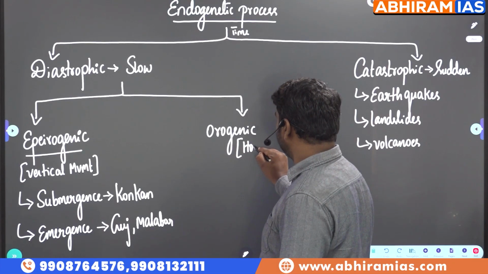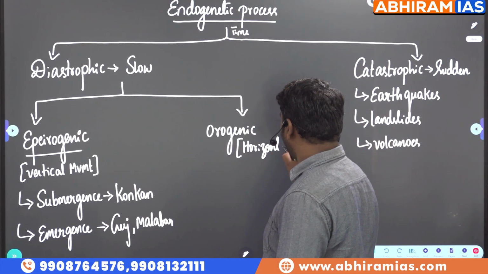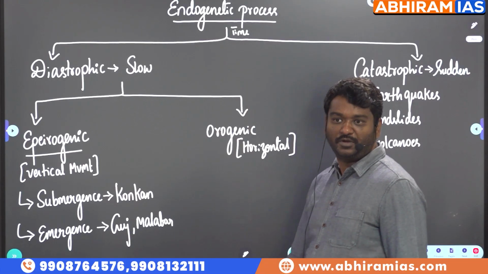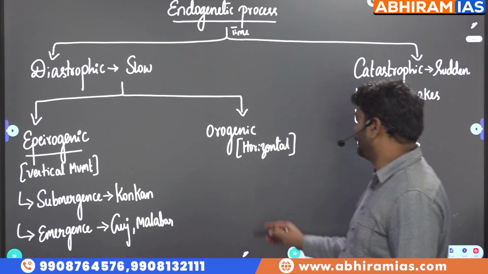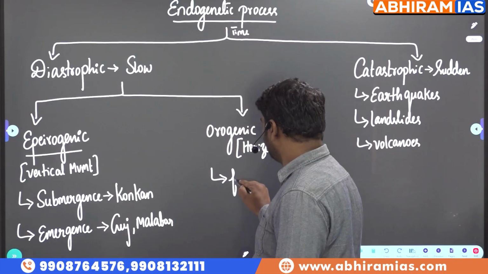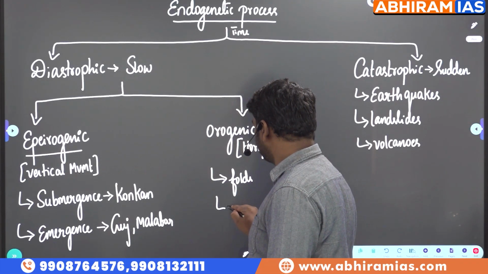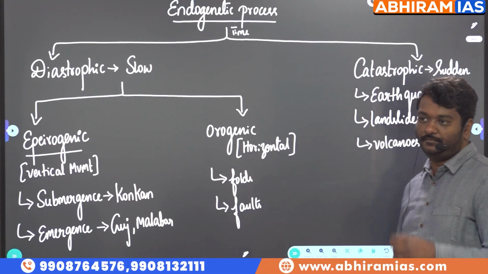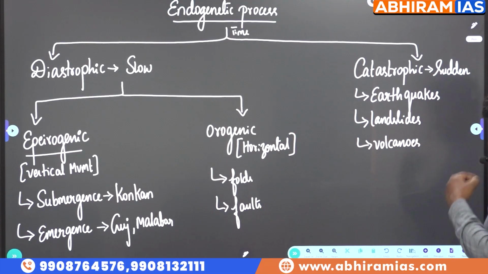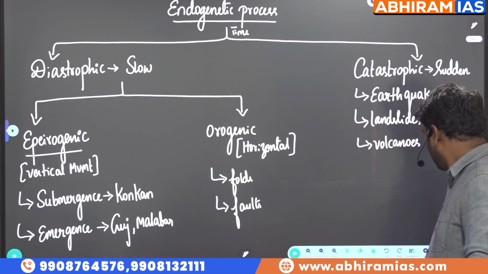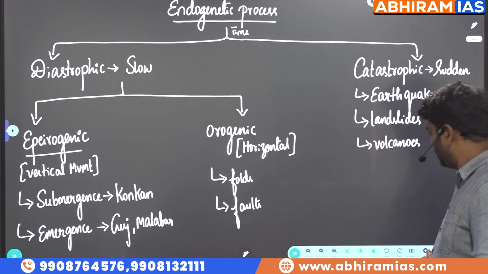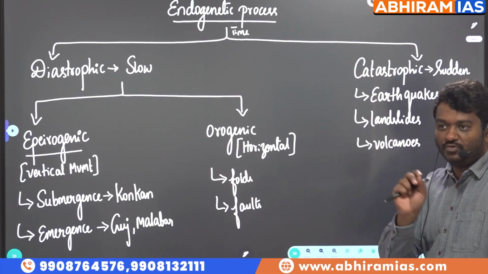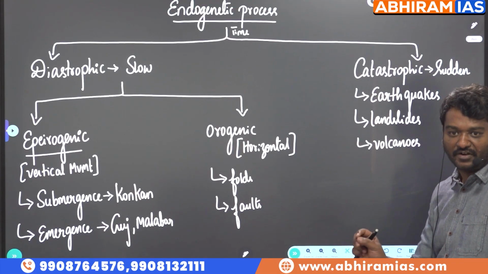Orogenic is mostly horizontal movement. There are two types: folds and faults. Okay, this is endogenetic process. Next, shall I? Only words you just look at it. Don't go beyond that. Words are enough.